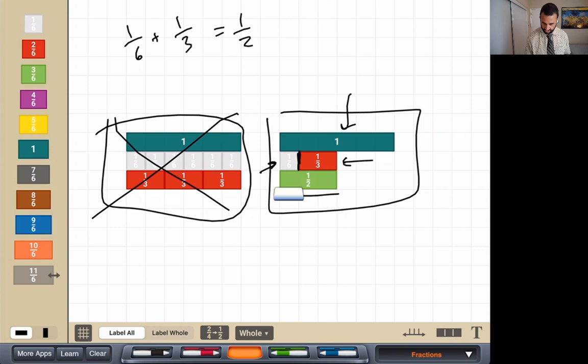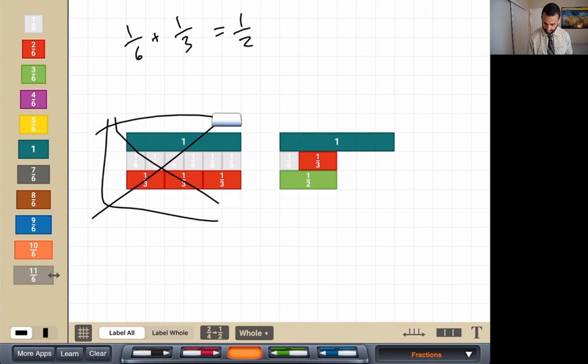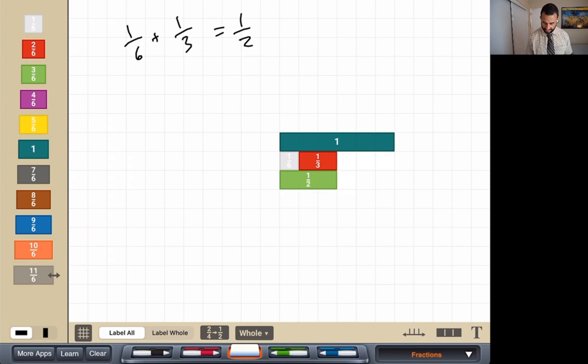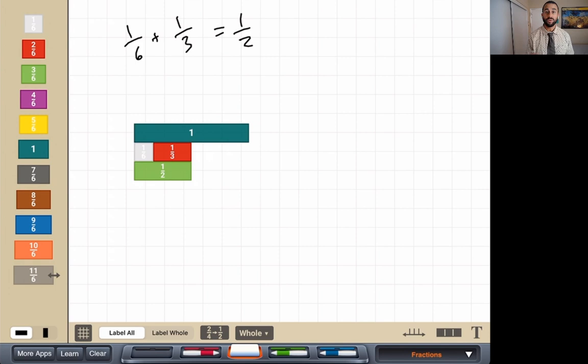Let me erase all this stuff, just to give you a precise example. Erase, erase, erase. I'm going to go ahead and select that and trash it. There we go. So this is how I would model this. First thing, my unit is there. The one is there. I see 1/6. I see 1/3. And I see that when you add them together, you get 1/2. Again, notice I didn't do any sort of algebra up here. I just used this model, and that model led me to the answer.